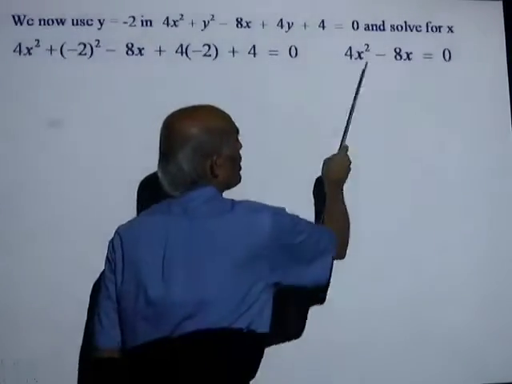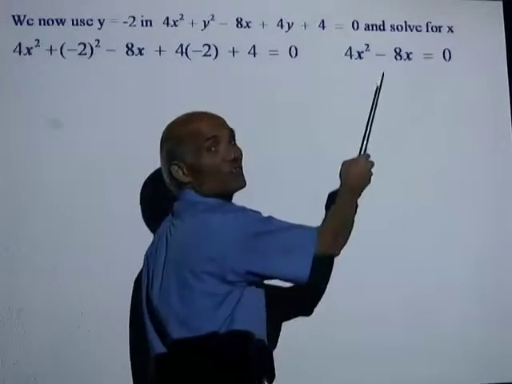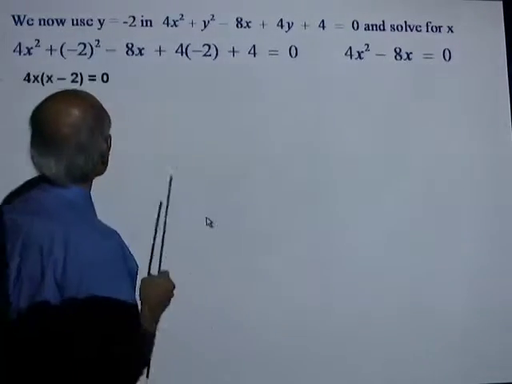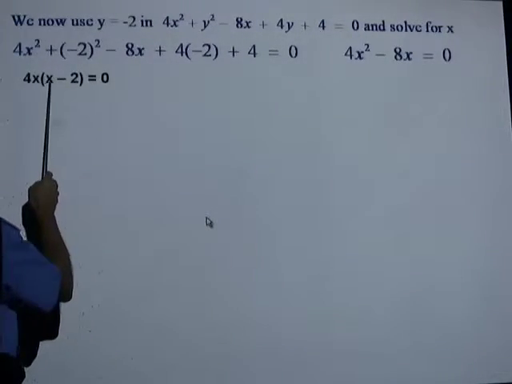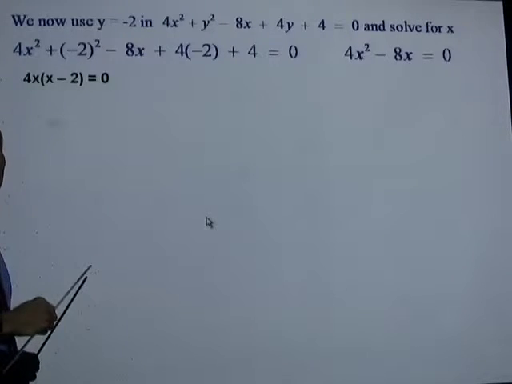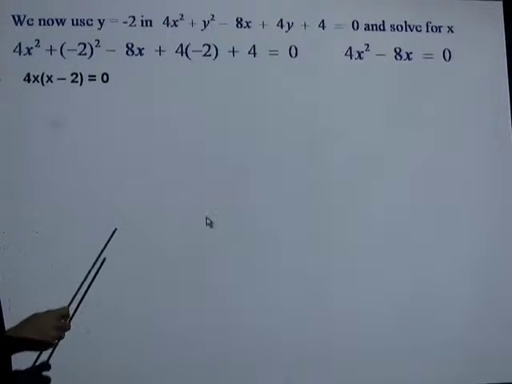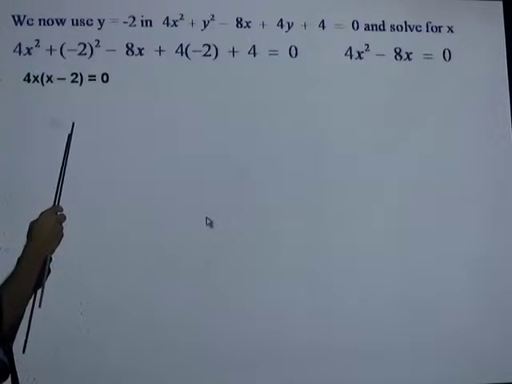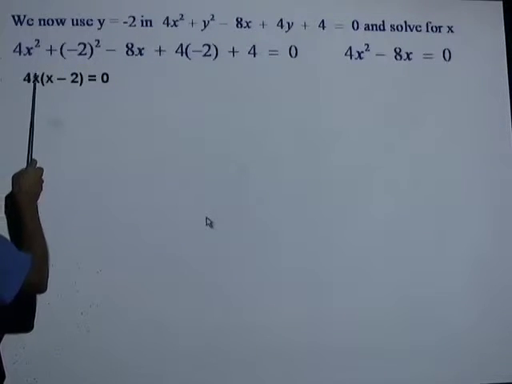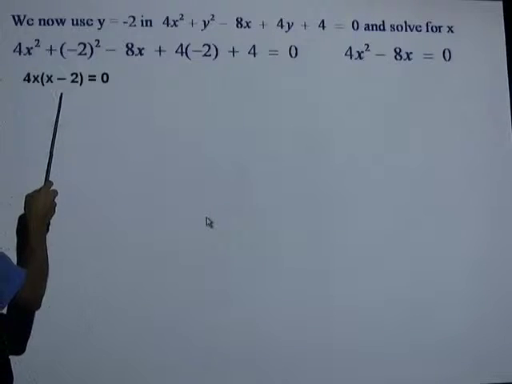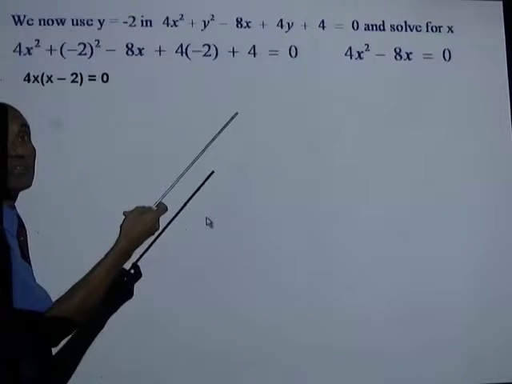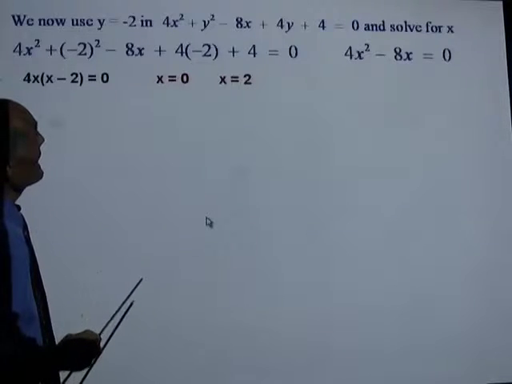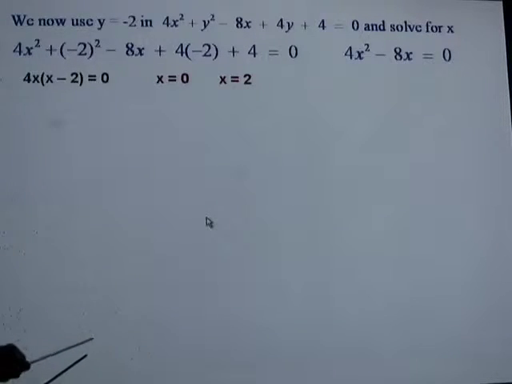All right, how do we solve it again? You can factor out a 4x, is that right? So that will be 4x times x minus 2 equal to 0. And what are the values of x that will make the left-hand side 0? One is x equal to 0. The other is x equal to 2. So x equal to 0 is 1, and x equal to 2 is the other.